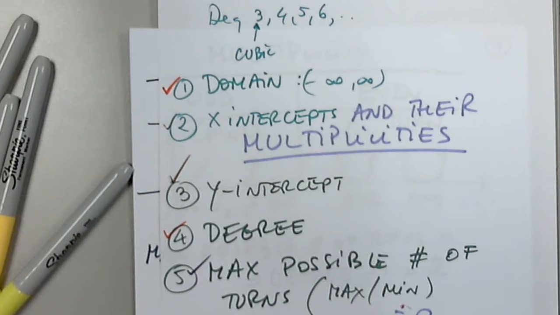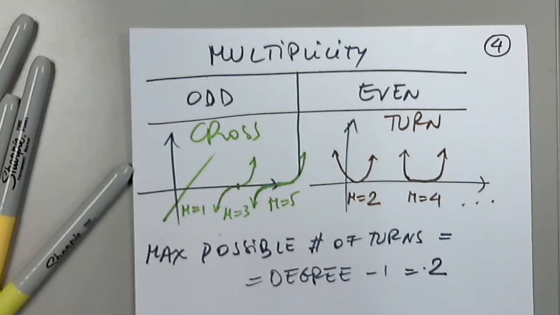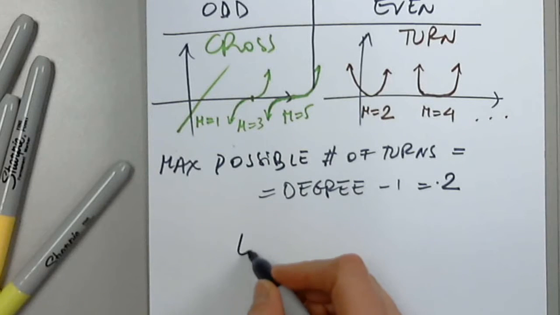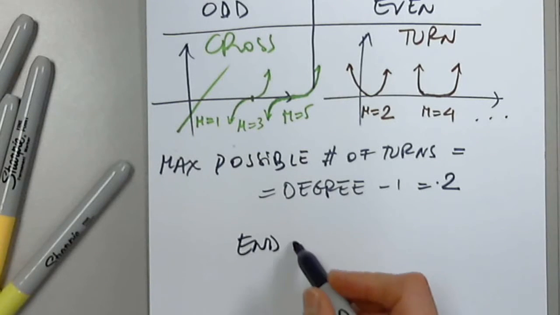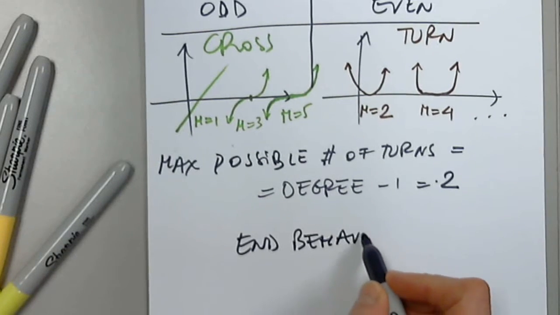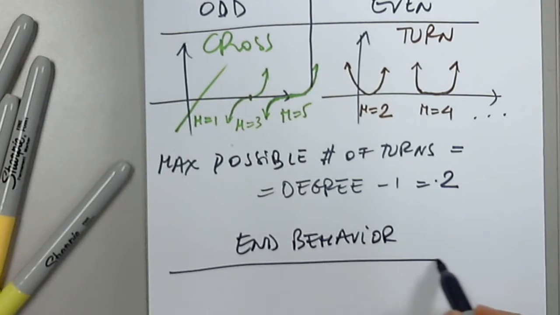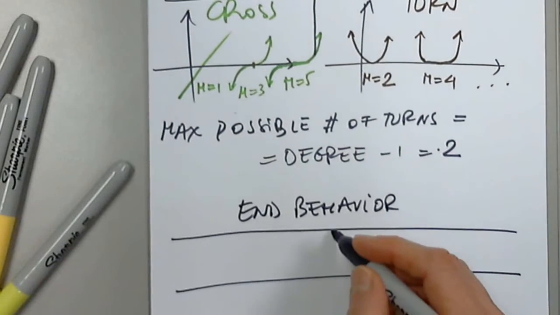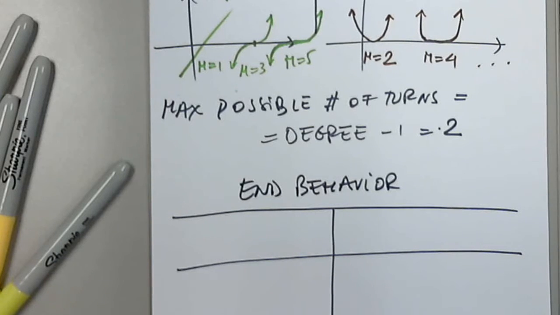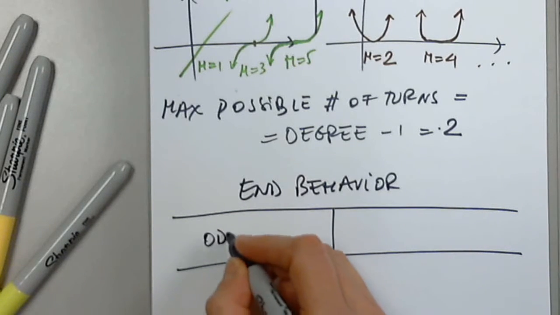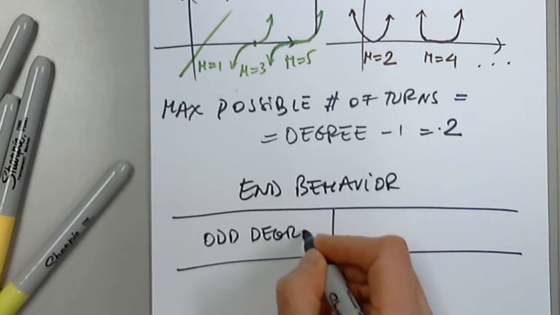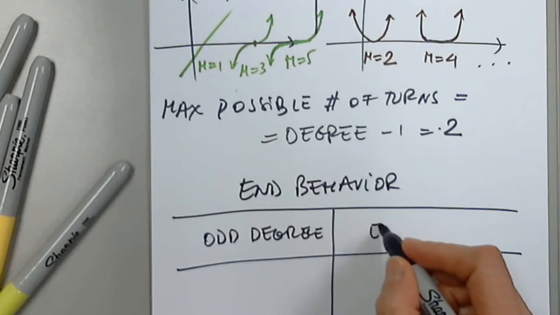Now we're talking about end behavior. That says it approaches either infinity, right? I agree. Two types of end behavior: for odd degree and for even degree.